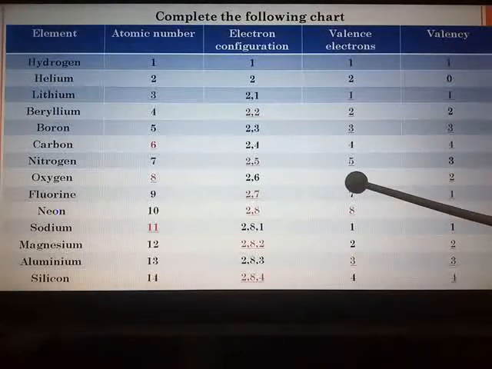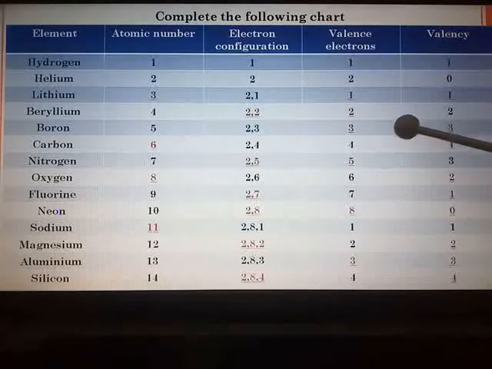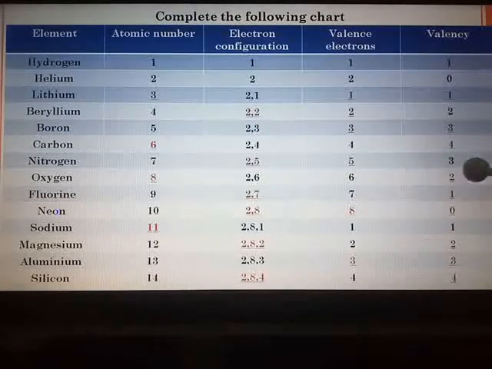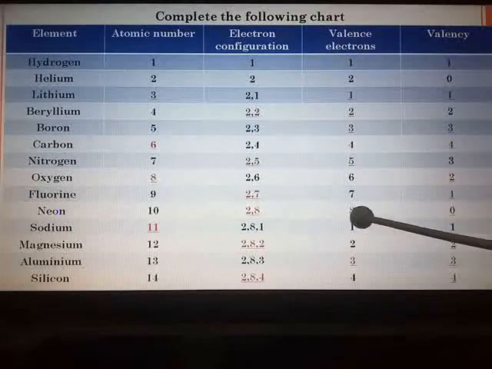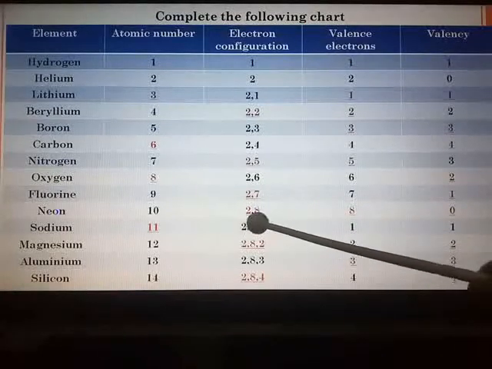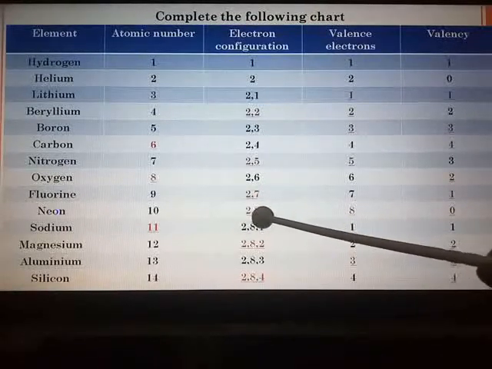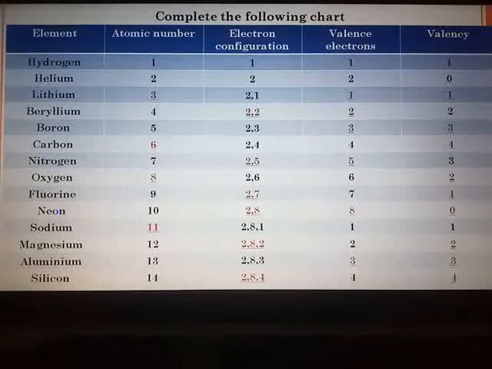Oxygen 6 valence electrons. Here also the tendency is to take up 2 electrons. So valence is 2. Fluorine 7 valence electrons. 1 will be taken up. So valency is 1. Neon also we have seen 8 valence electrons. It is already stable. First shell 2 electrons, second shell 8 electrons. So valency is 0. Sodium, no need of telling. Just now we have seen in formation of sodium chloride. Magnesium, aluminium and silicon are also very easy.